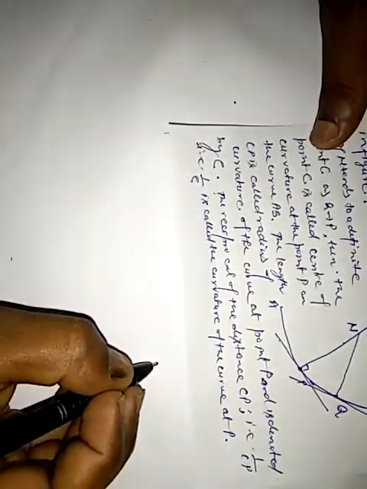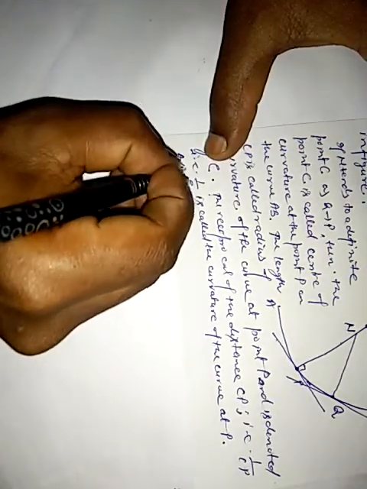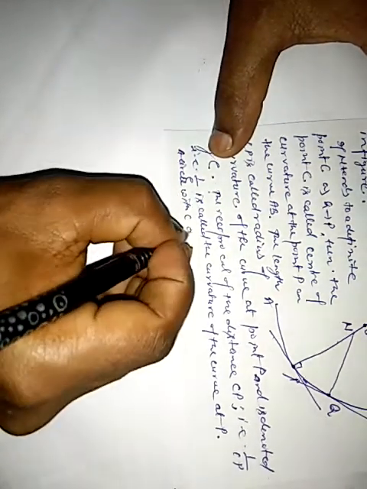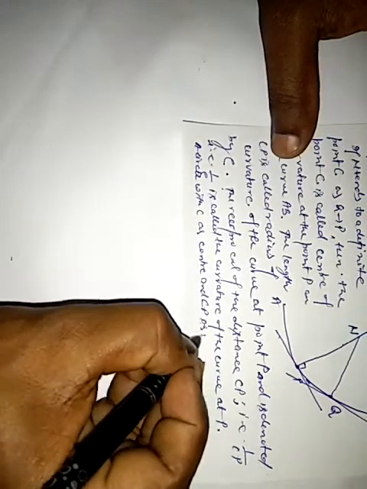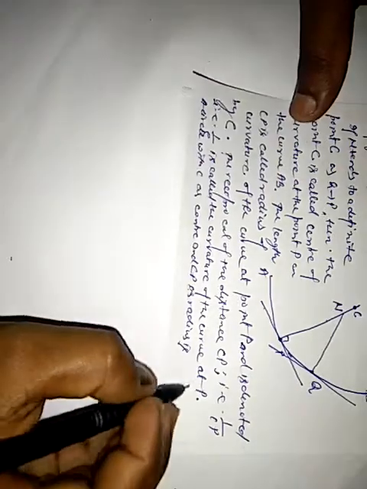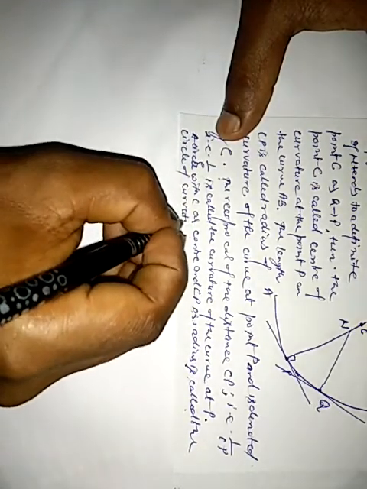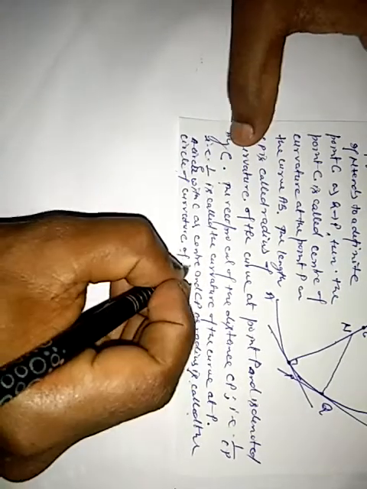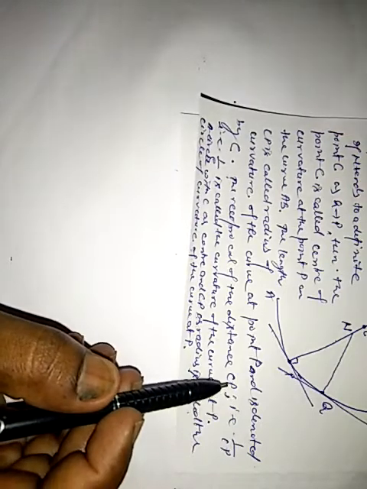Now we discuss what the circle of curvature is. The circle with C as center and CP as radius is called the circle of curvature of the curve at P. In this case, a chord passing through P of the circle of curvature at P is called the chord of curvature.